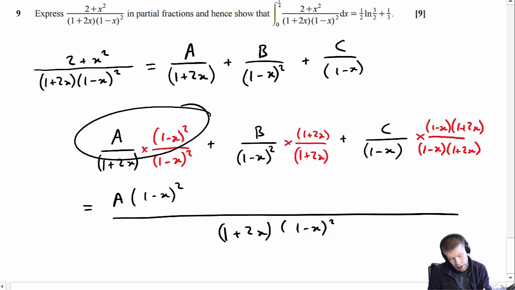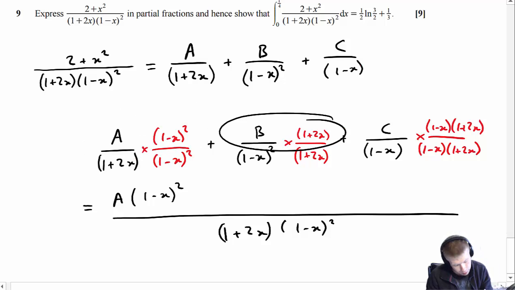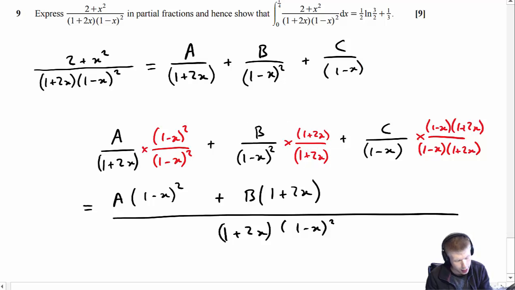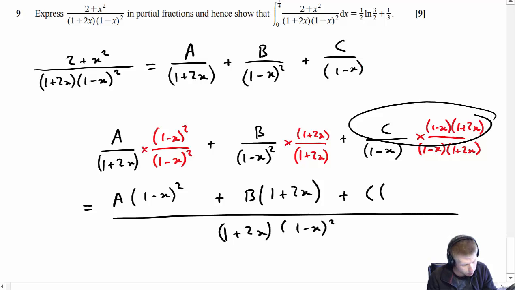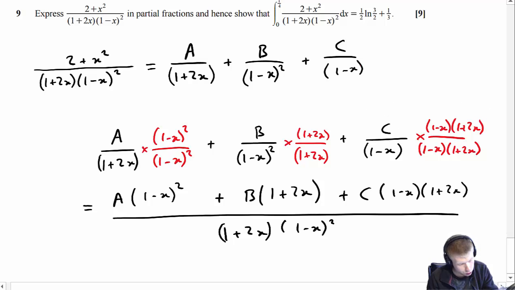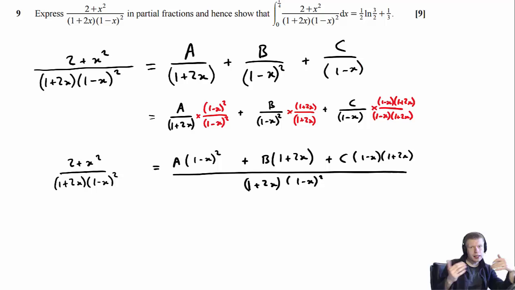So that's my first fraction dealt with. My second fraction is just going to be plus b, lots of 1 plus 2x. And then the third fraction is just going to be c multiplied by 1 minus x, 1 plus 2x. So the whole idea of doing this is basically I want to try and find out what is a, what is b, and what is c.